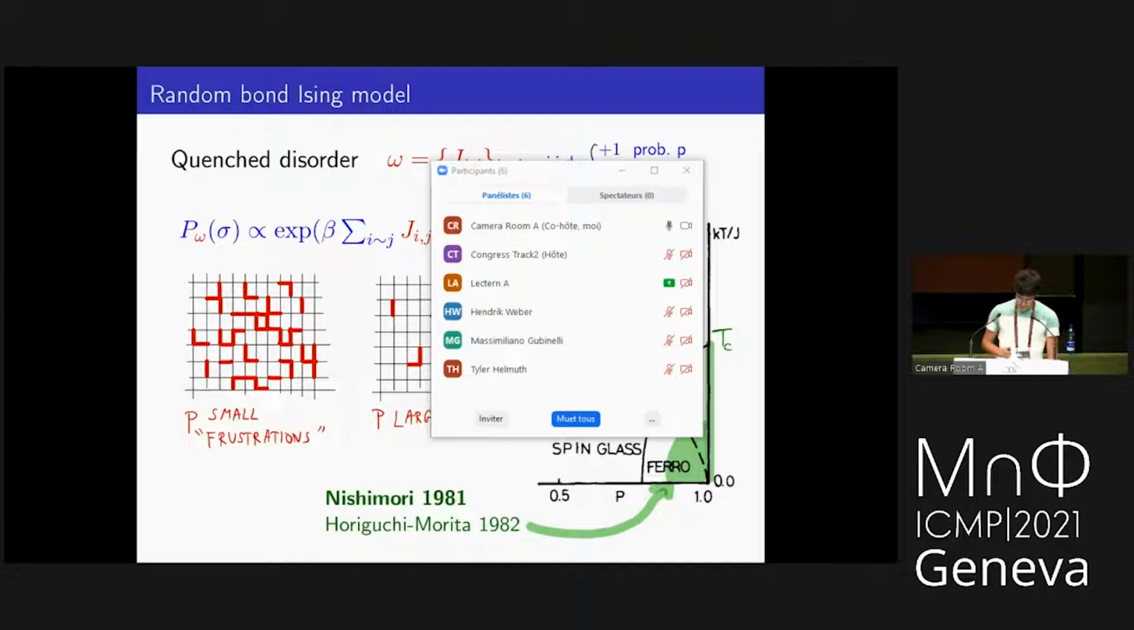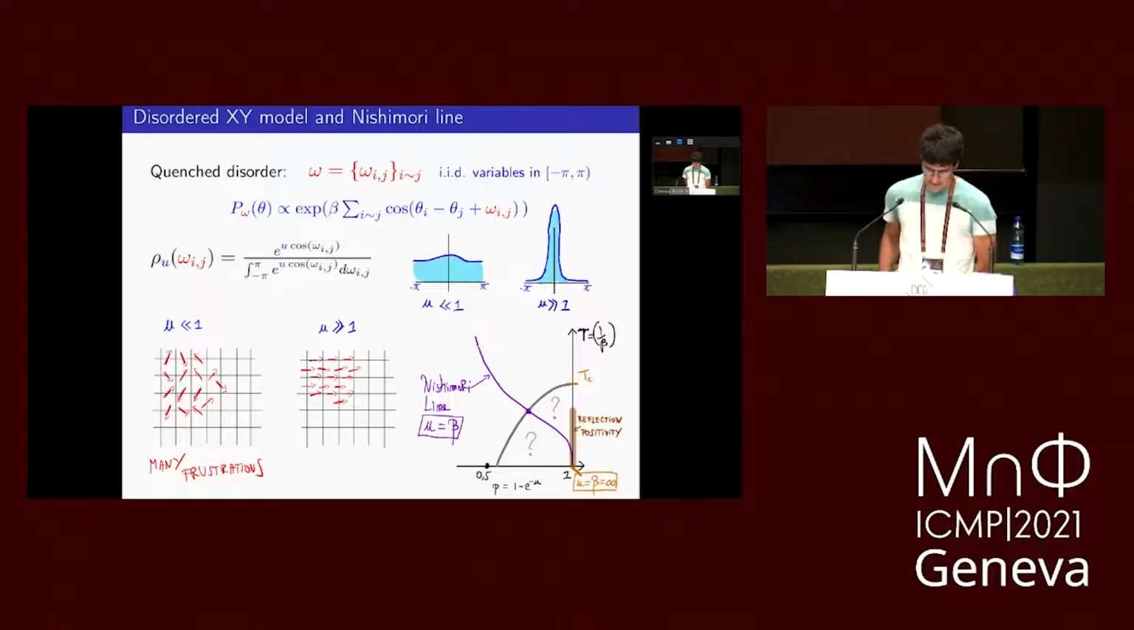Okay, so the second model that I want to define before going to the G-valued case is the certain disordered XY model. And also here, I will attach i.i.d. random variables on each edge of Z^d. And now the variables are not plus or minus 1. There will be angles, random angles, that will introduce some disorder. And there will be variables with values in minus pi, pi.